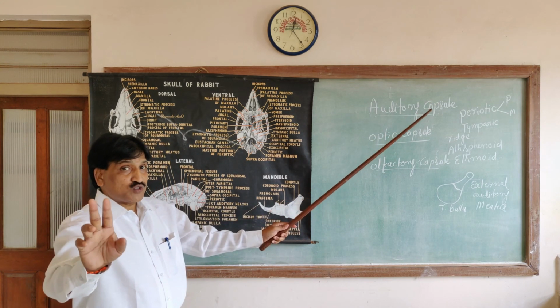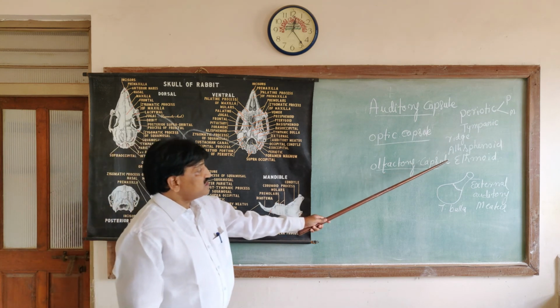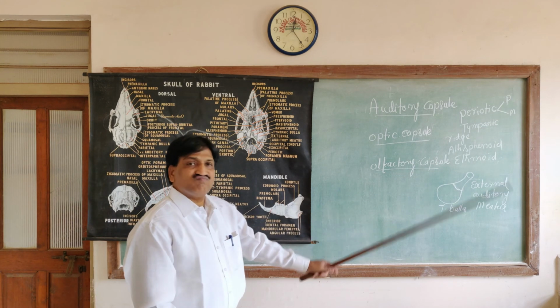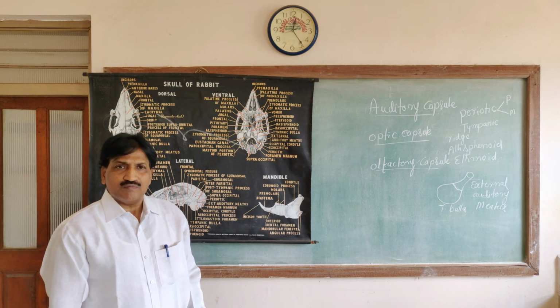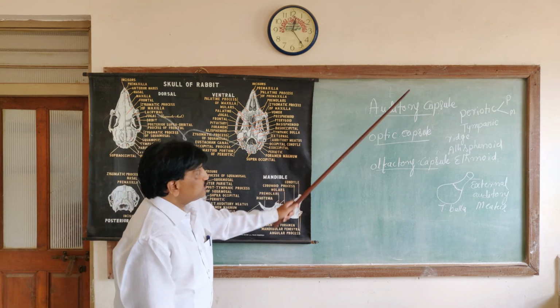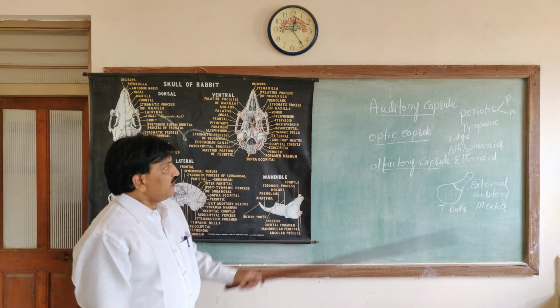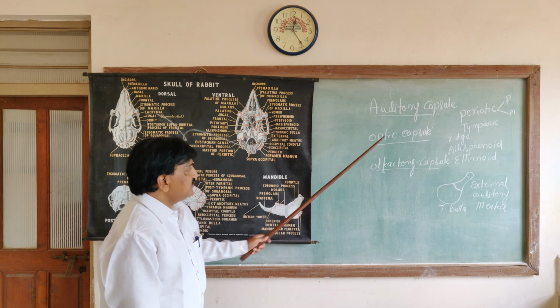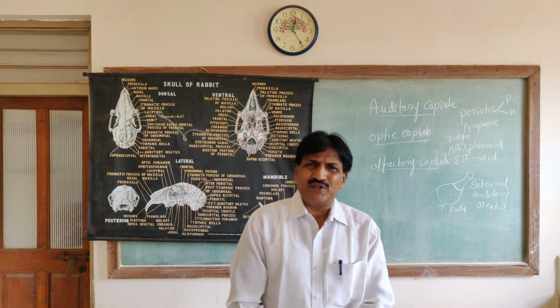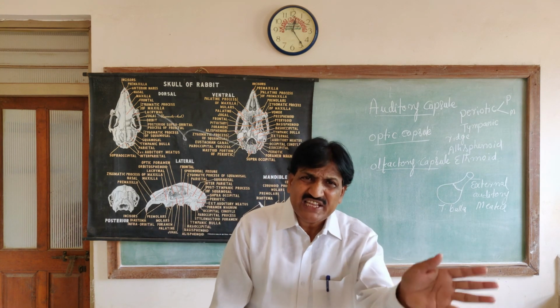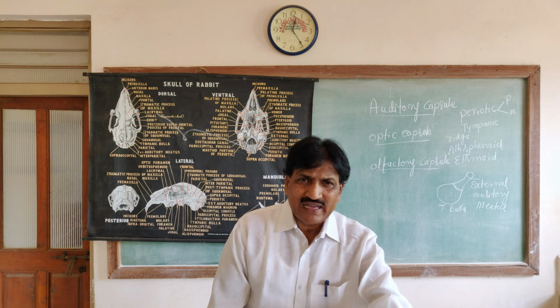They will ask me two more questions, particularly what is the tympanic bone among the capsules. Auditory capsule, optic capsule, olfactory capsule: that is the end of the sense capsules in the case of the rabbit.